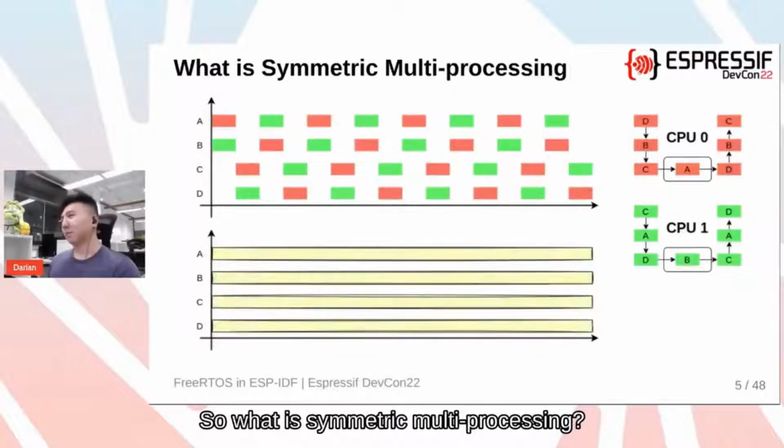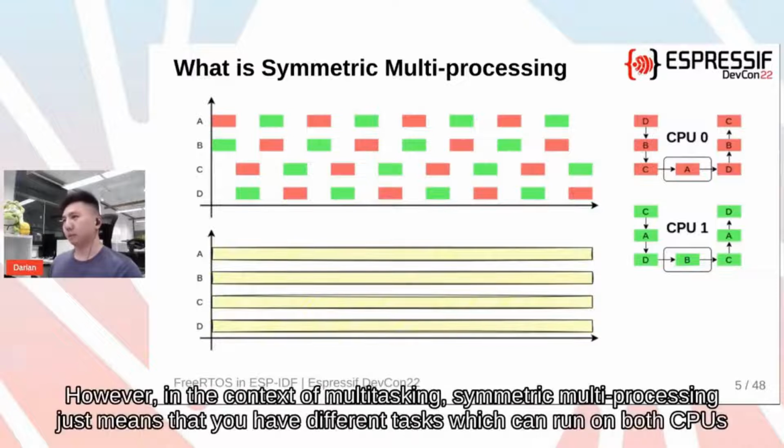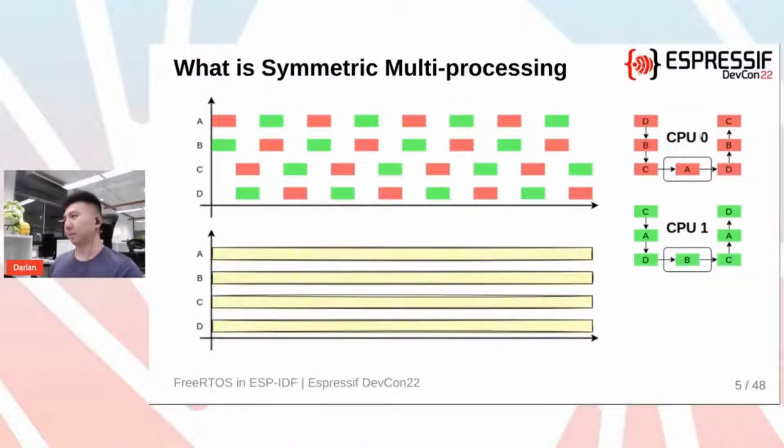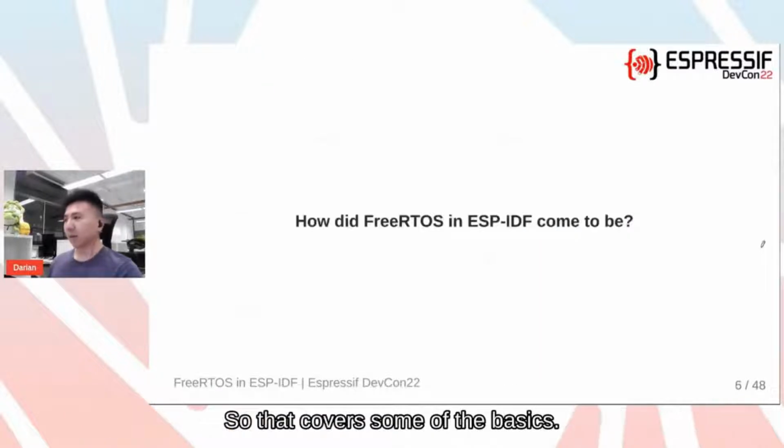So what is symmetric multiprocessing? The technical definition is a multi-core system where each CPU has access to the same memory bus. However, in the context of multitasking, symmetric multiprocessing just means that you have different tasks which can run on both CPUs, and if the CPUs switch between the tasks quick enough, then it will appear as if all four tasks are running in parallel on both CPUs. So that covers some of the basics.